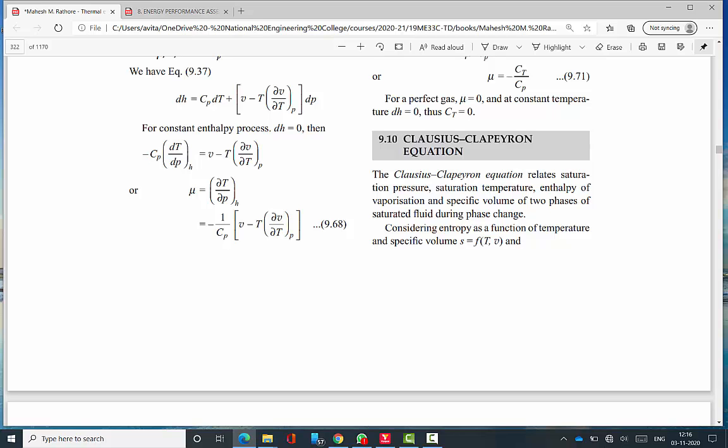The Clausius-Clapeyron equation relates saturation pressure, saturation temperature, enthalpy of vaporization, and specific volume of the two phases of a saturated fluid during phase change. Okay, first, what is saturation? Which is our fourth unit.